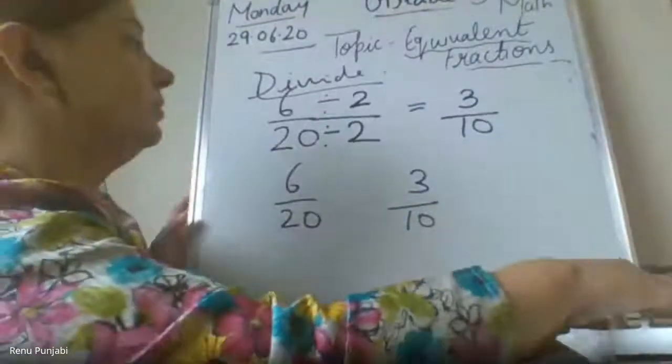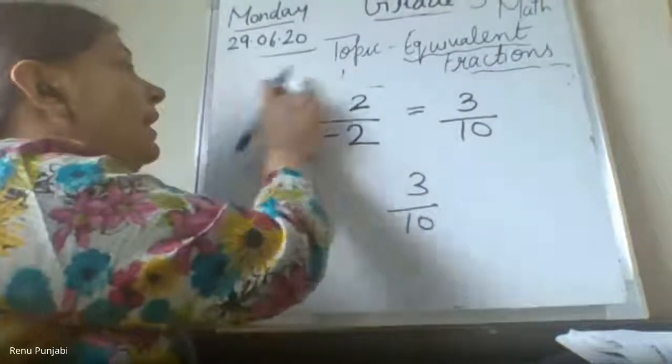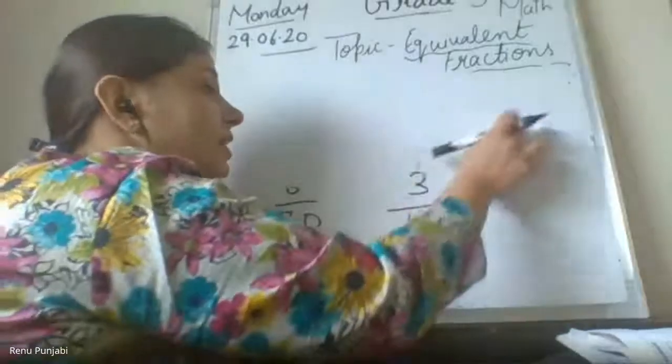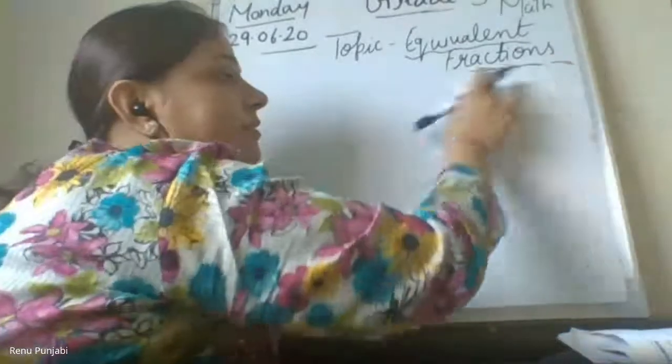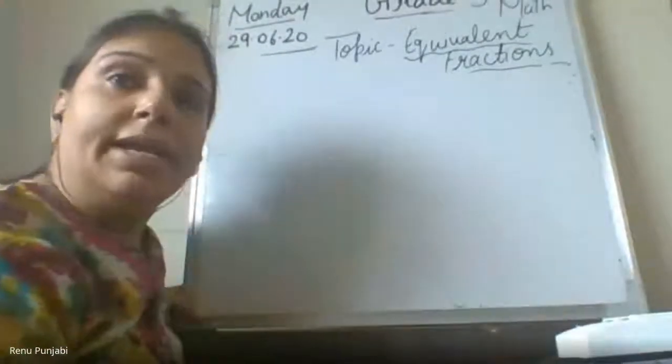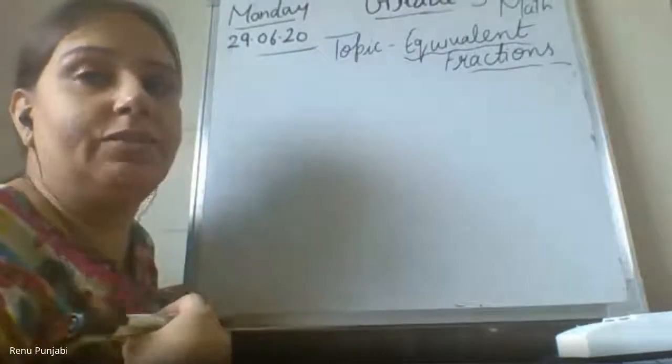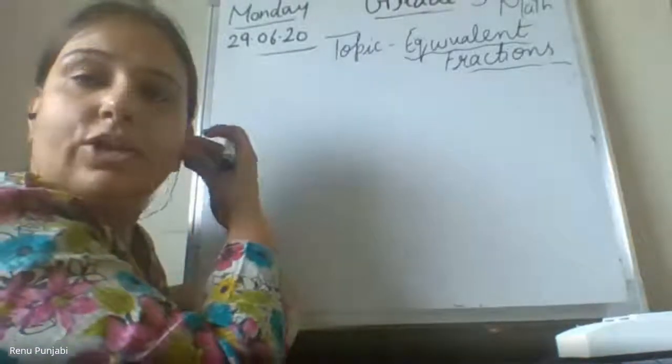Now, is the multiply and divide method clear to you all? Multiply the denominator and the numerator with the same number, or divide the denominator and the numerator with the same number, and you will get the equivalent fractions.